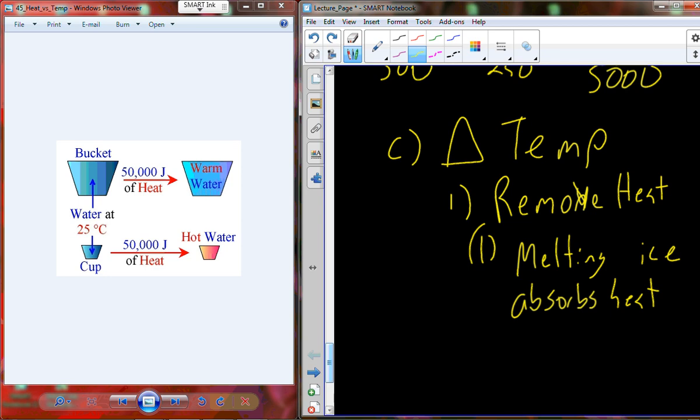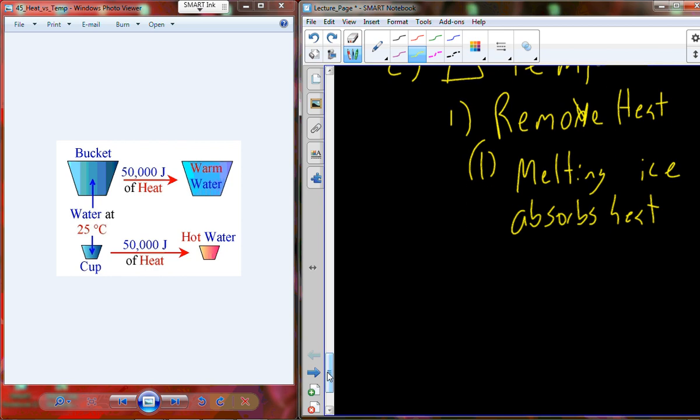So as the ice melts, it's melting because it's absorbing heat. And as it's absorbing heat, it's pulling that heat away from whatever solution it's in, or the air that it's around. And so the Coke molecules that you're drinking decrease in molecular speed.